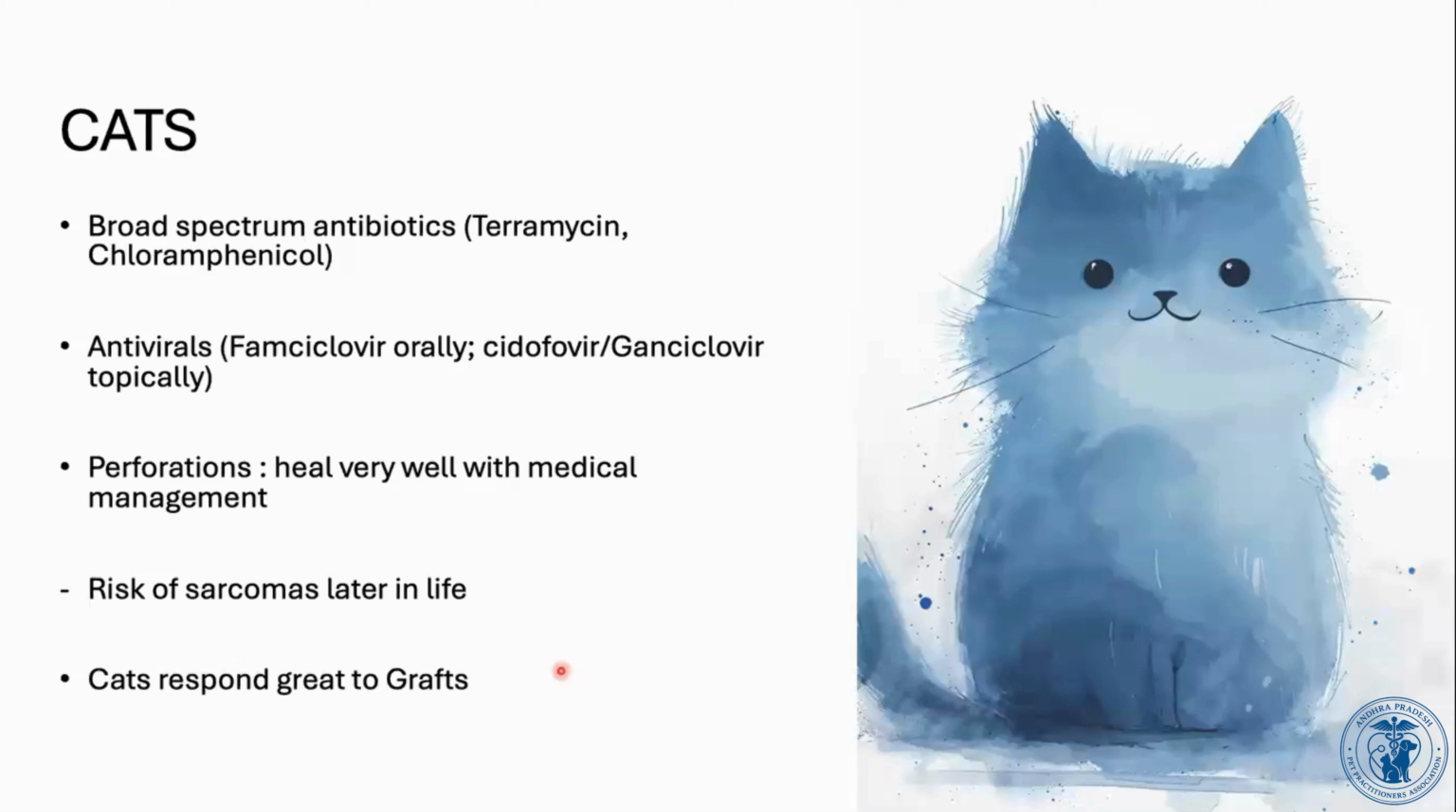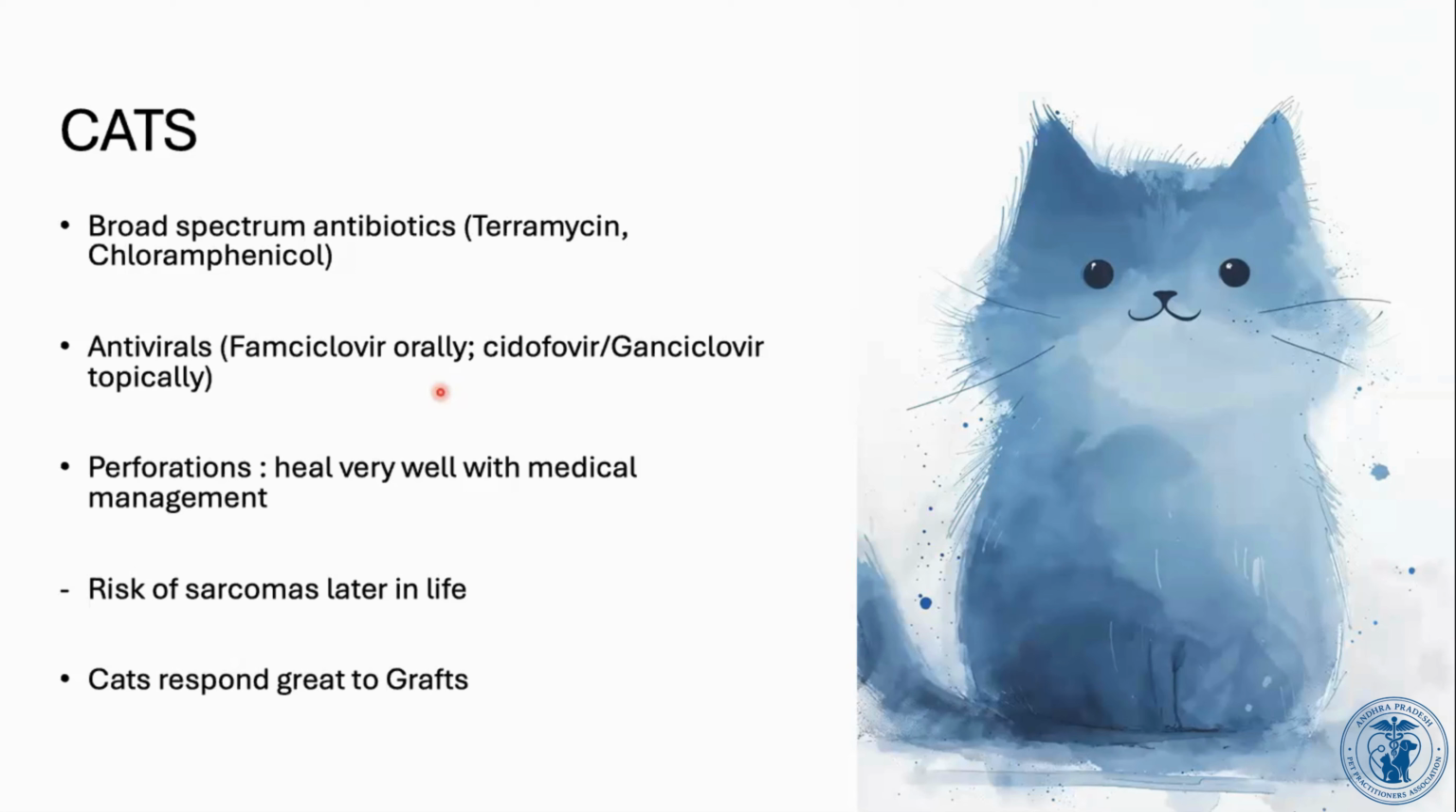Terramycin is nothing but an OTC eye drop, so it's not available currently in India. If we have to use, we can use tobramycin or we can use OTC eye drops. And then most of the cats are prone to herpes virus corneal ulcers. So in that we can use antivirals. If cats have perforations, they heal very well with medical management itself.